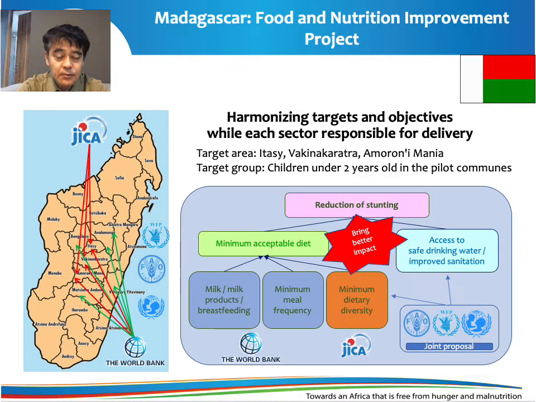This is an example of collaboration between JICA and World Bank in Madagascar, in which World Bank is trying to support the health sector for nutrition action, while JICA is trying to support agriculture-based nutrition action in the same target region.